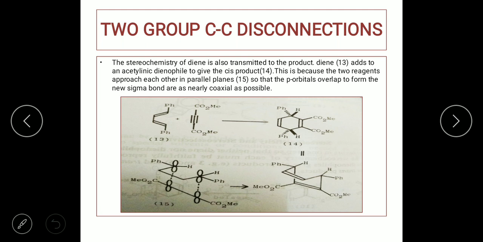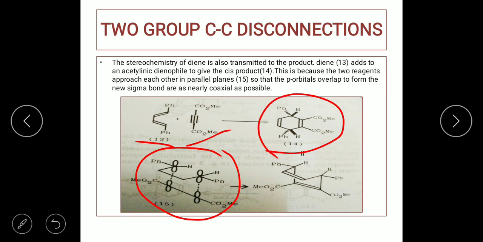So here, in the reaction between a diene and the dienophile, you can see the molecular orbital arrangement, how the two orbitals are parallel to each other. Since the two orbitals are parallel to each other, it is going to give rise to a product of this kind. In all Diels-Alder reactions, when you look at the molecular orbital theory, you can see that the orbitals of the diene and the dienophile overlap to give rise to this product, that is 14.